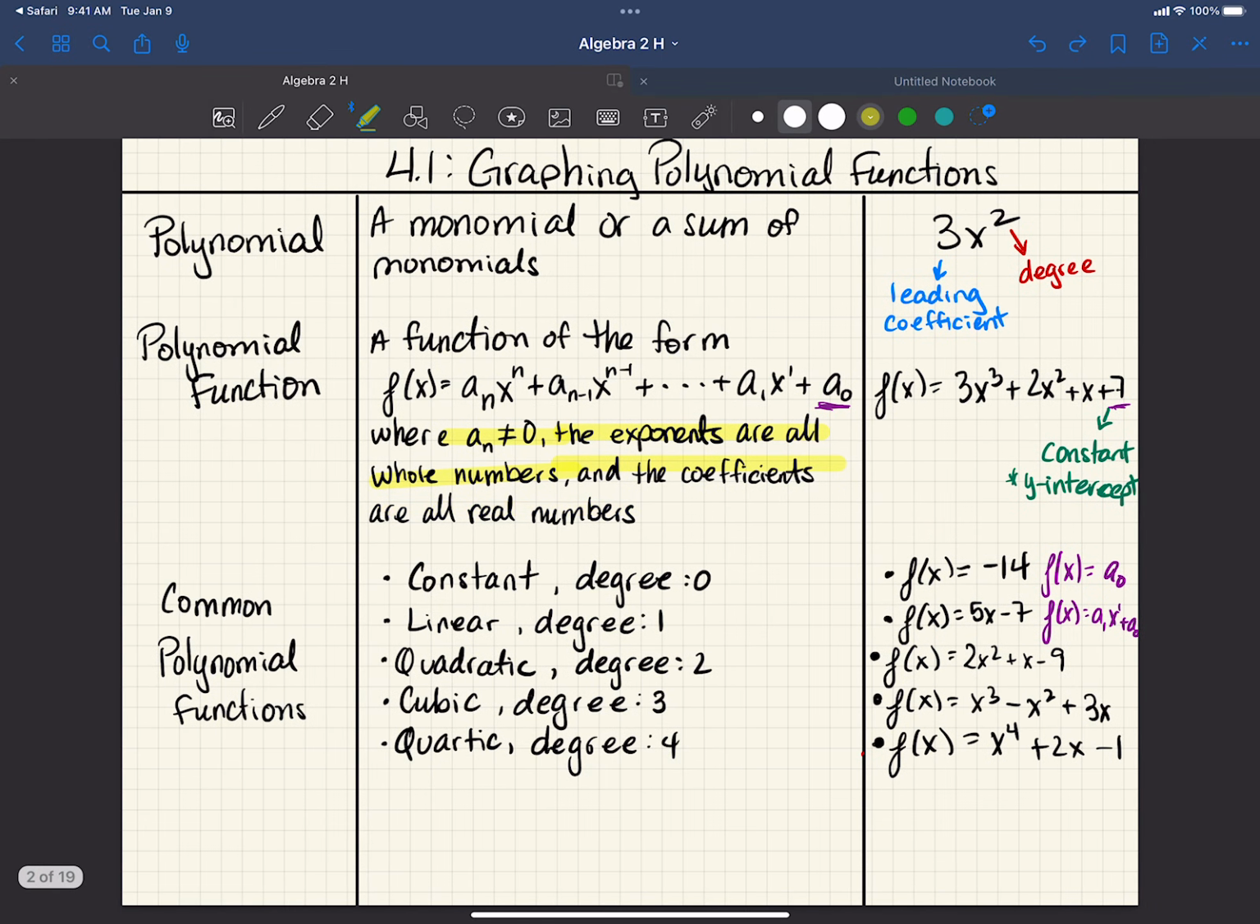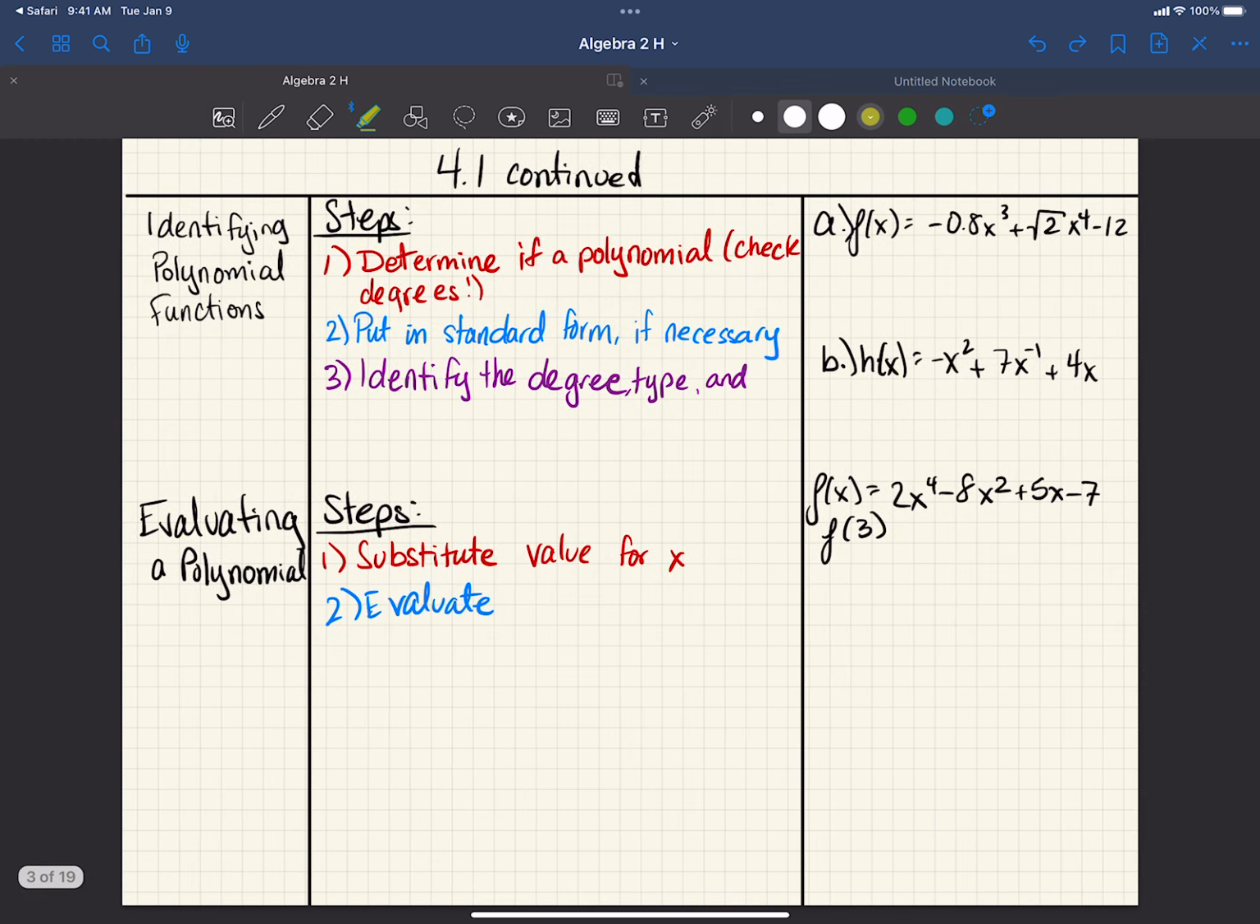And actually, I should unhighlight that when I upload it on Schoology. You don't see those there. Okay, so the first thing you want to do is determine if it is a polynomial.